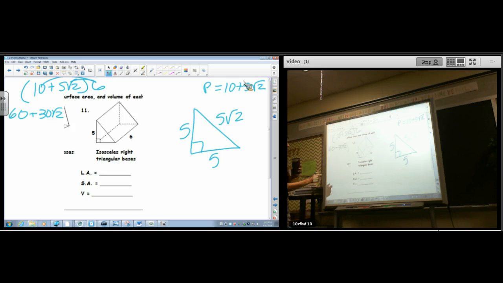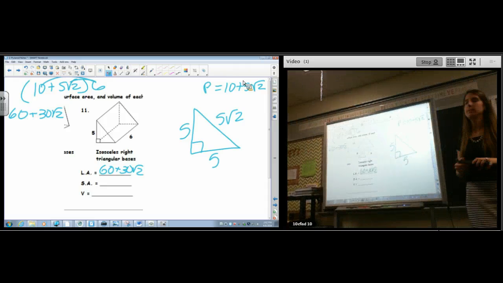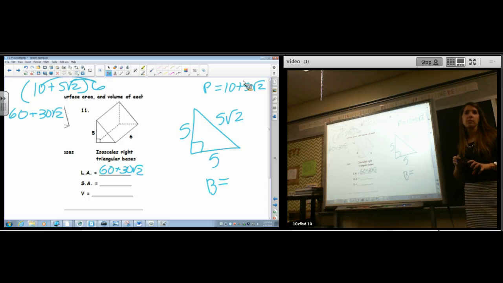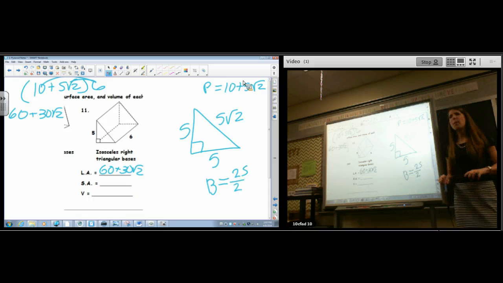So that was the lateral surface area. Right? Is that the whole thing? P times H. Yep. And then the total surface area, you add 2b to it. Very good. What is the area of this triangle? Derek, what's capital B? What's the area of that triangle? 12.5 or 25 halves, whatever you want to call it. But wait, I'm going to double that, right? So when I double that, I get 25.